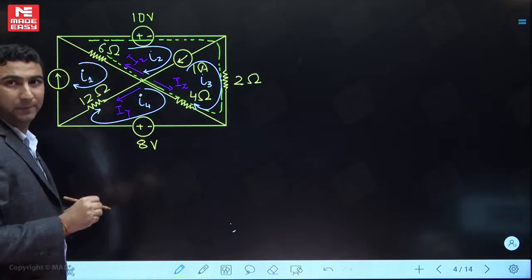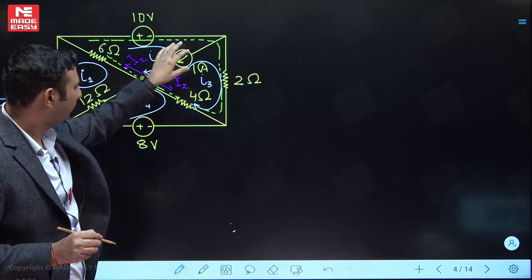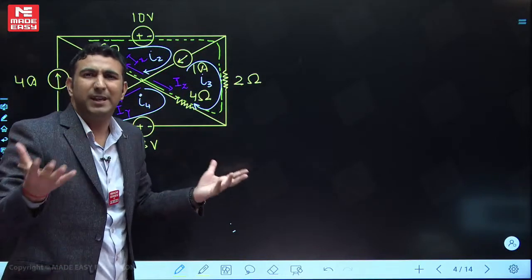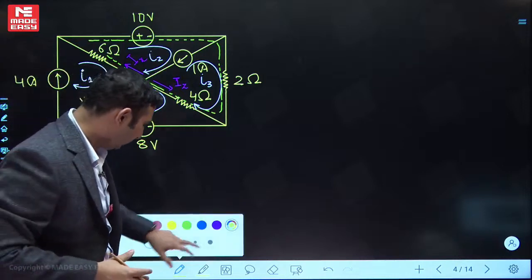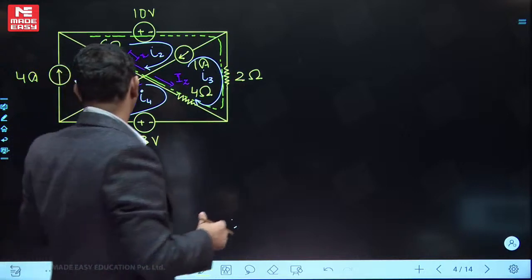Can you see now? Because this current source is present in between these two meshes, if I remove this or combine these two meshes, the bigger mesh that I'll be getting will be a super mesh. The name suggests super, the bigger mesh that we're going to get over here. So let's solve this. Let's make the equations.